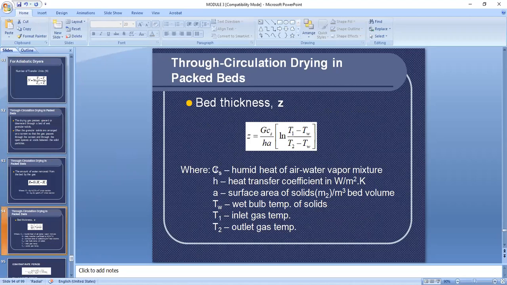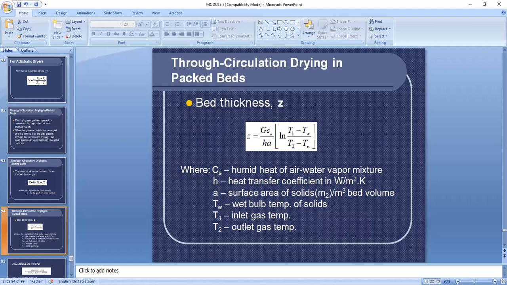So you need the C sub S, the humid heat of the air-water vapor mixture. This is comparable to the CP of the dry air and the water vapor that it contains. Again, it's just taking the CP of the dry air and the water vapor that it contains. It's the humid heat. We have actually covered this last year, the humid heat thing. So please review on that.